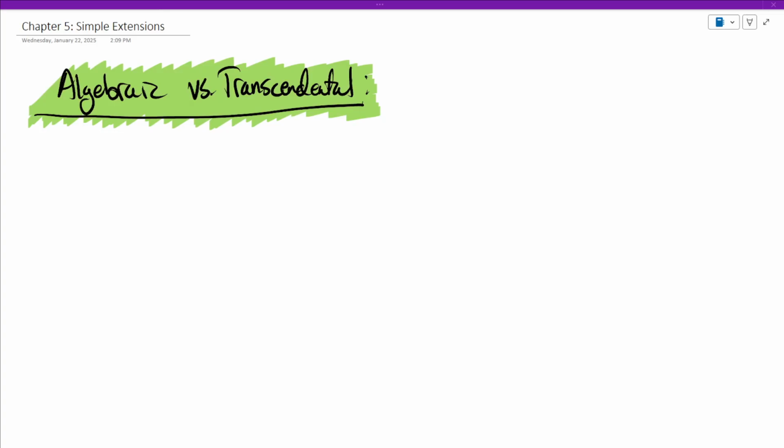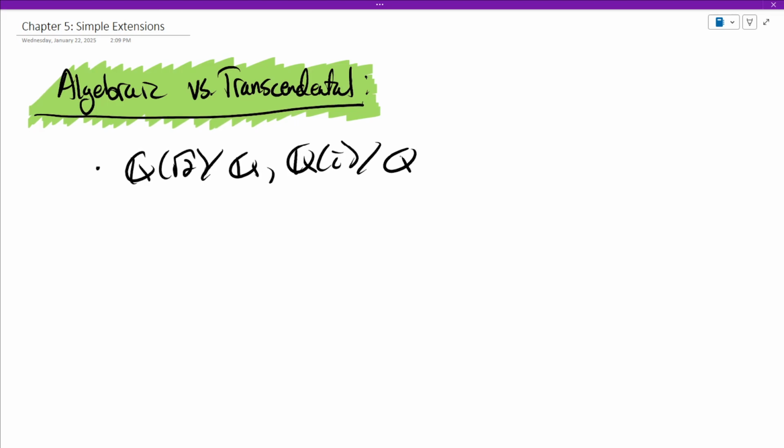We're going to begin our study of simple extensions by first classifying them. It turns out that there are roughly two types of simple extensions. Let me give you an idea of where they come from with the examples we've done so far. We've seen extensions like Q adjoin root 2 over Q and Q adjoin i over Q. These are simple because you just add one new number to your previous field to get the extension.